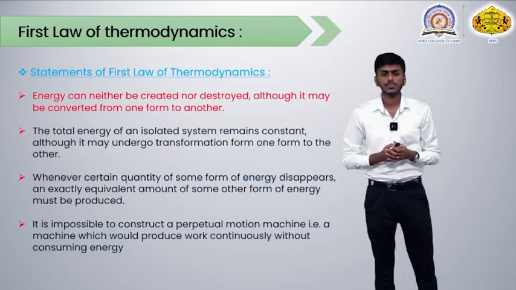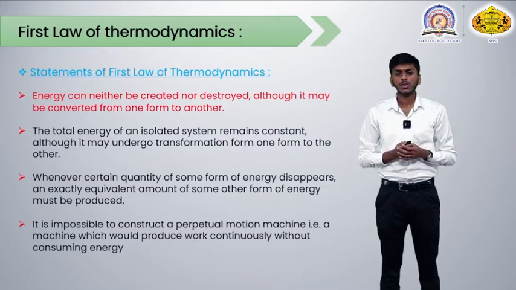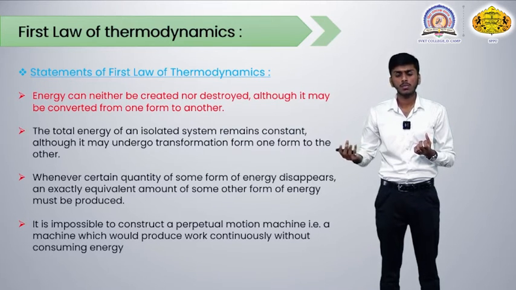First law of thermodynamics. There are many statements of the first law of thermodynamics, but the most popular one is that energy can neither be created nor destroyed, although it may be converted from one form to another. The second statement is that the total energy of an isolated system remains constant, although it may undergo transformation from one form to another. The third statement is, whenever a certain quantity of some energy disappears, the exact equivalent amount of some other form of energy must be produced.